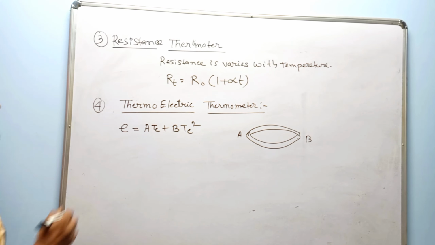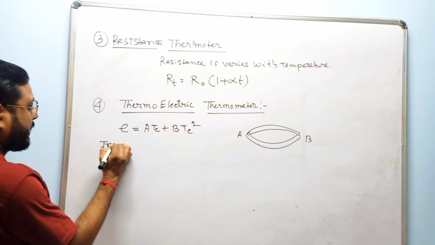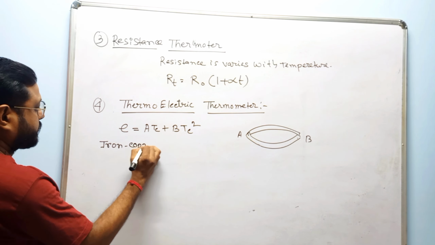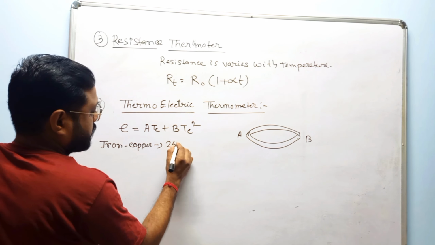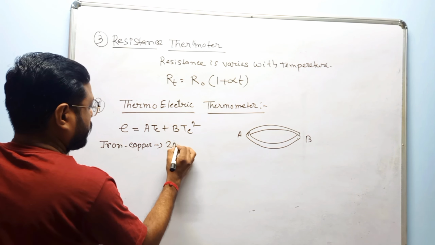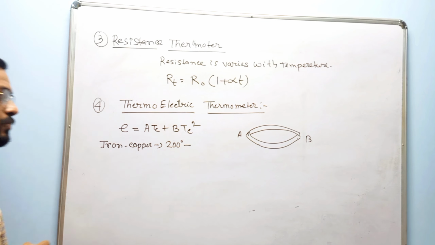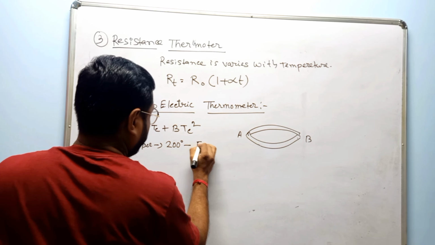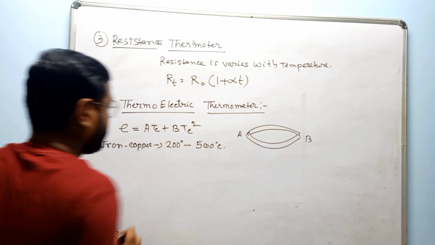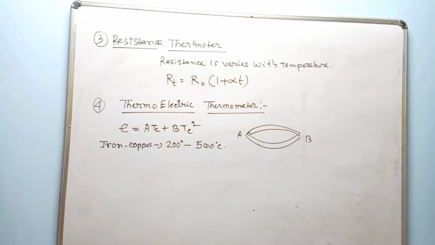The range for iron-copper is from 200 degrees centigrade to 500 degree centigrade. 200 degree to 500 degree centigrade. Okay.